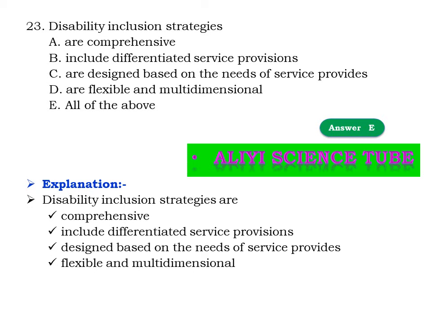Disability inclusion strategies are comprehensive, include differentiated service provisions, are designed based on needs of service providers, and are flexible and multidimensional. So the answer is E, all of the above.